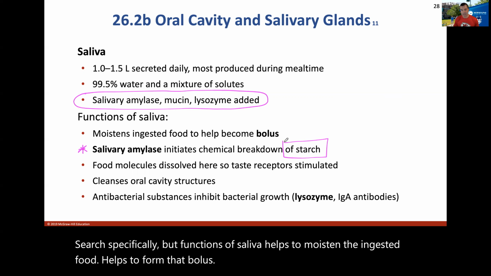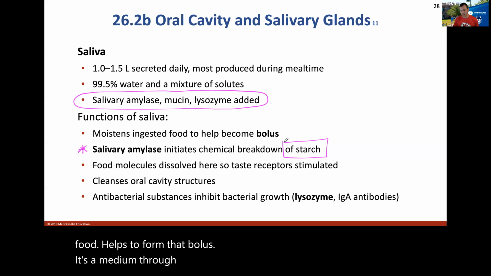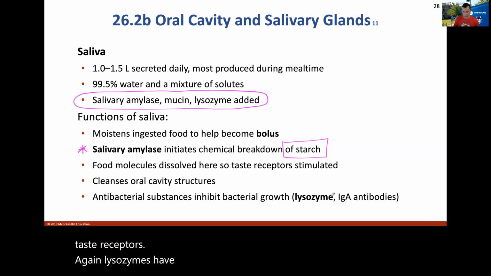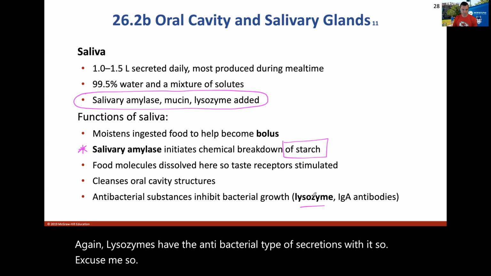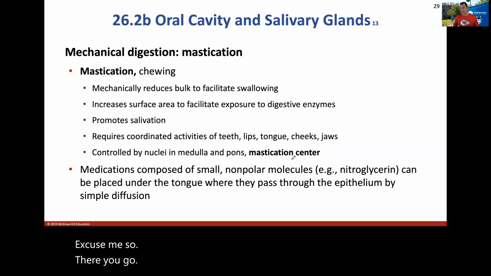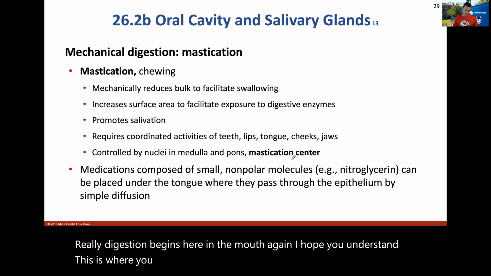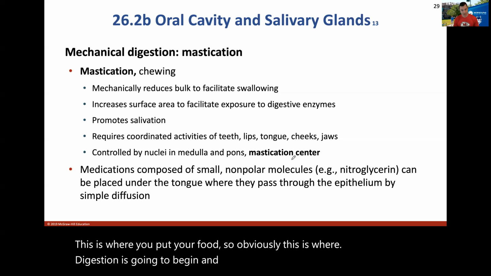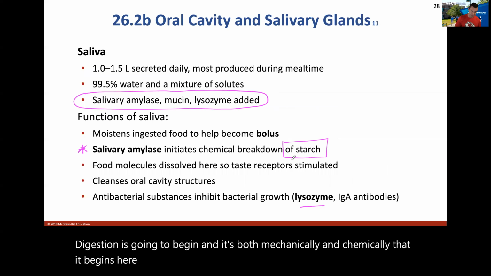It's a medium through which food molecules can dissolve into and trigger taste receptors. Again, lysozymes have the antibacterial type of secretions with it. So, there you go. Really, digestion begins here in the mouth. Again, I hope you understand this is where you put your food. So, obviously, this is where digestion is going to begin, and it's both mechanically and chemically that it begins here with salivary amylase.